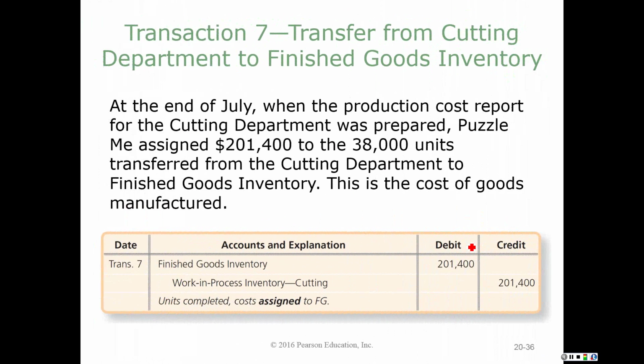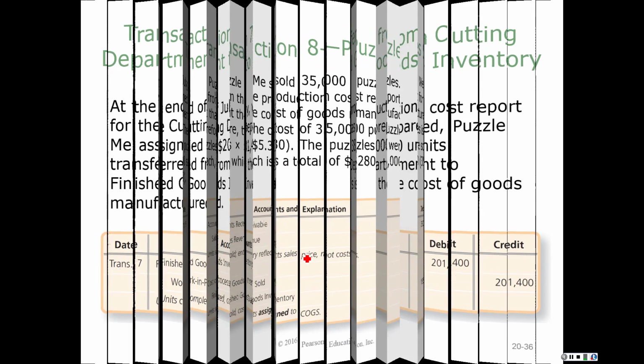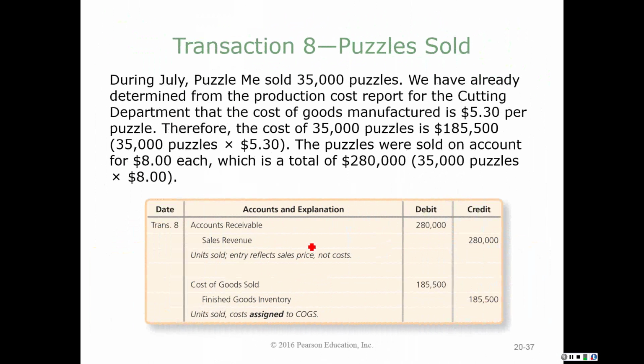Once they were complete, if you will remember, when we finished, we had $201,400 in the cutting department of completed puzzles. When they're completed, in this case that was our last process, those costs moved from the cutting department into finished goods. Now we're ready to sell our inventory. When we sell our inventory, it tells us that we sold the puzzles for $8 each. So that's pretty simple.